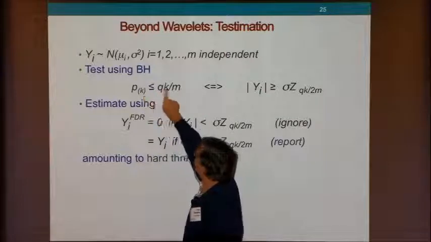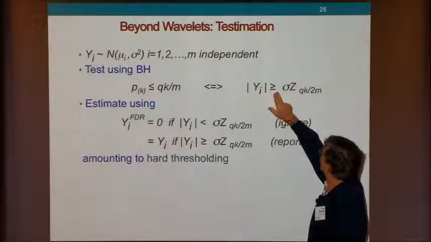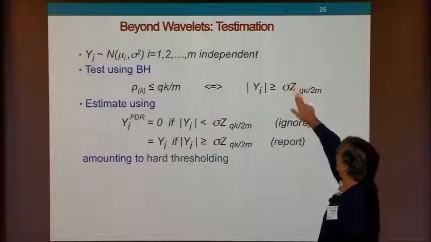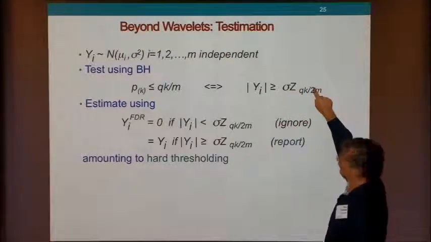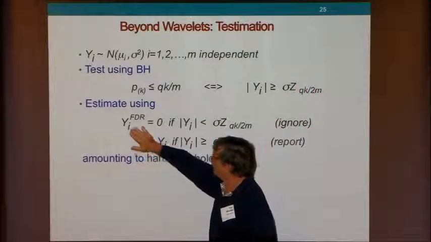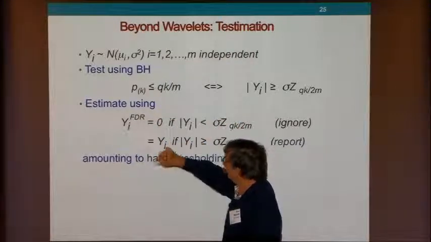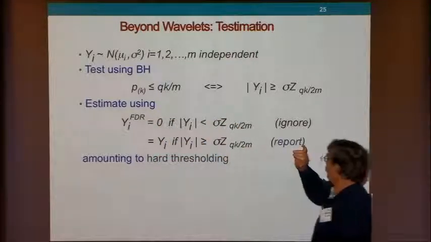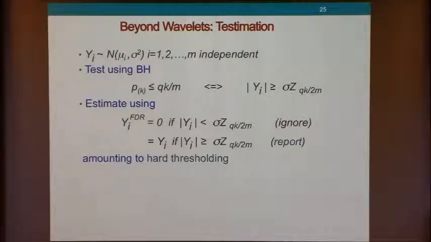So that means that you compare this one in here. That means that you threshold when your estimator is bigger than sigma times the normal quantile at exactly this point. Okay? And then you estimate by changing your estimator to 0 if you are below the threshold, and you keep it the same if you're above the threshold, then you report it. So this testing is exactly hard thresholding.